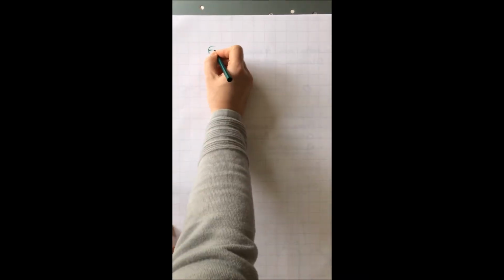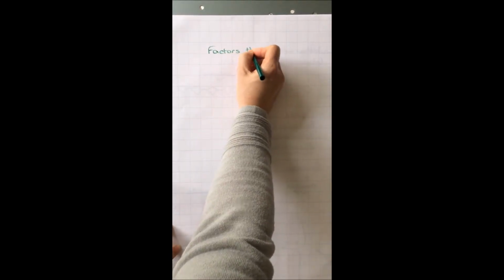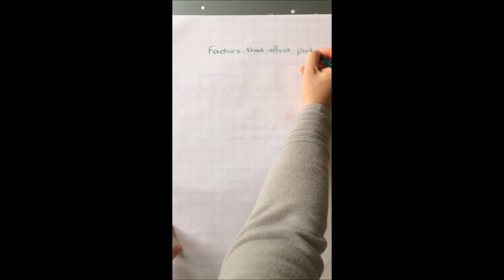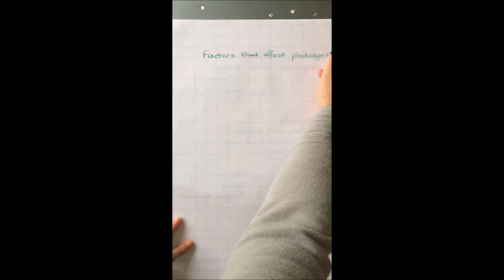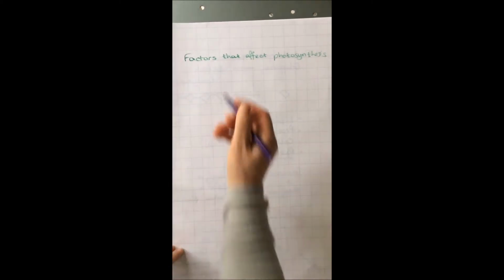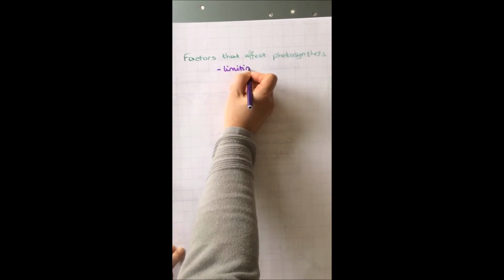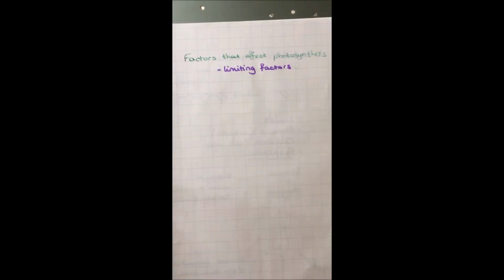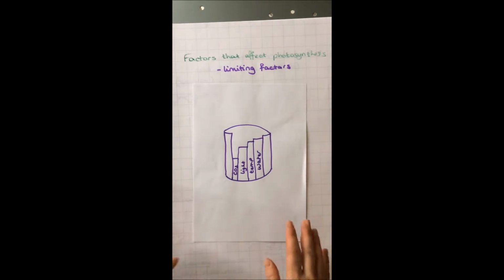So you need to know the different factors that affect the rate of photosynthesis. Those factors that affect the rate we call limiting factors. The best way to think about it, which I've drawn already, is if I had a barrel. So imagine this was a barrel. It's not a very good picture, my drawing skills aren't great, but it will do.